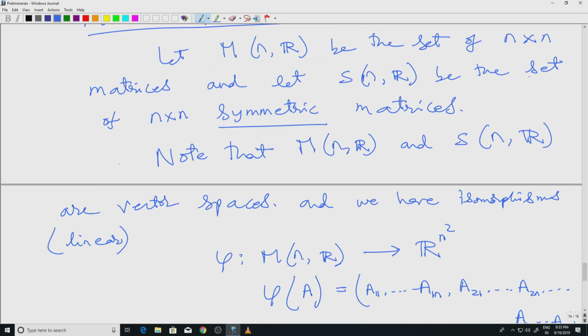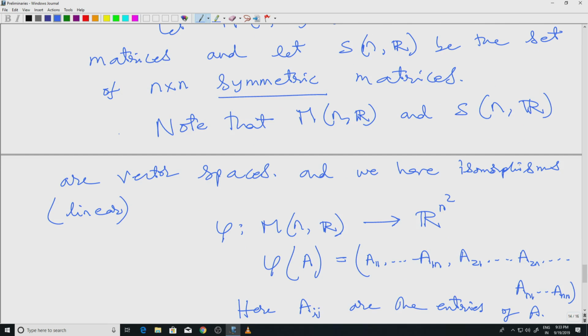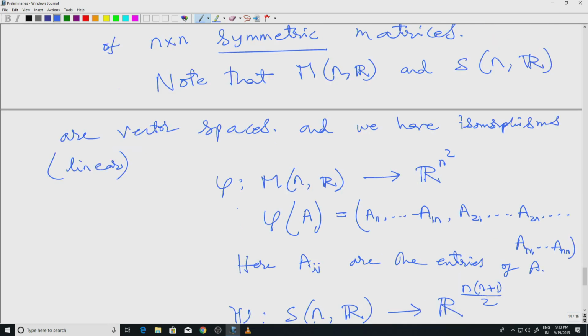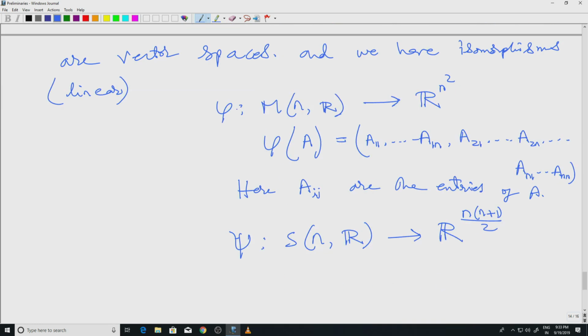So, when I say regard these as Euclidean spaces, what I mean exactly is I want to give a linear isomorphism from M_n(R) to R^(n squared), that is one, and the other one is from the space of symmetric matrices to R^(n(n+1)/2). And the isomorphisms are as follows.